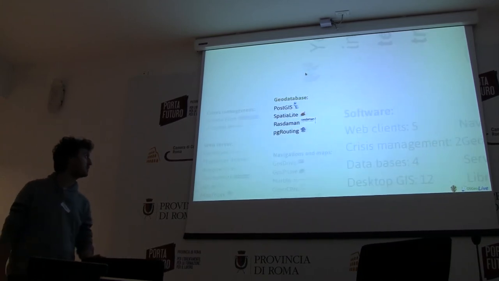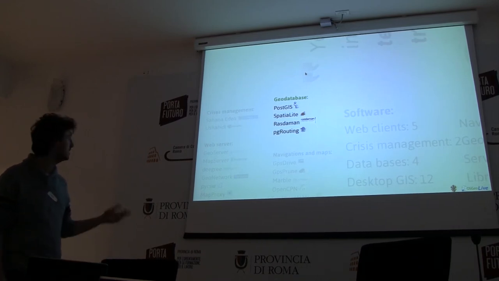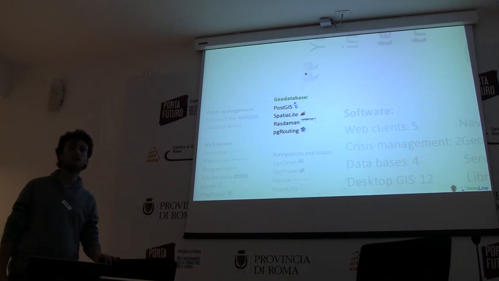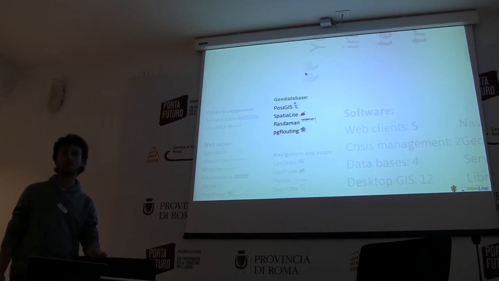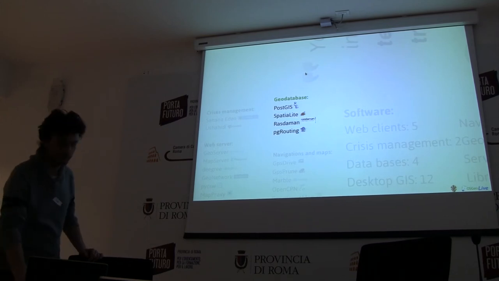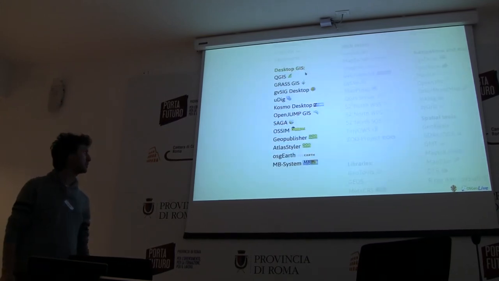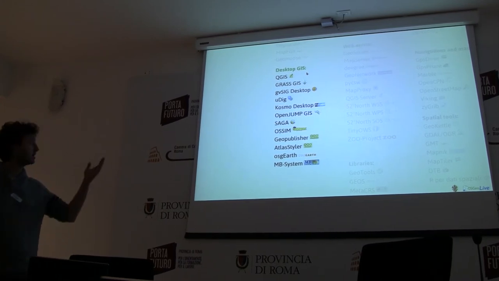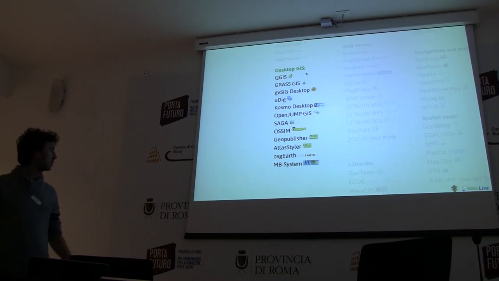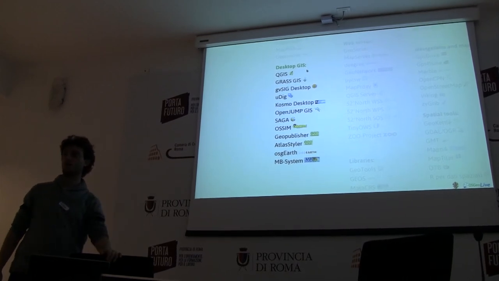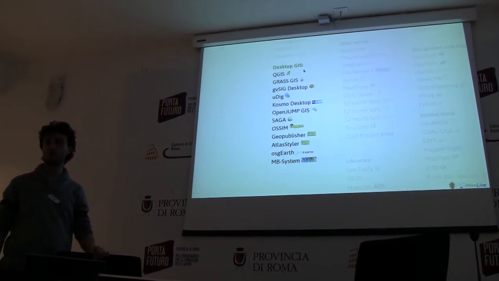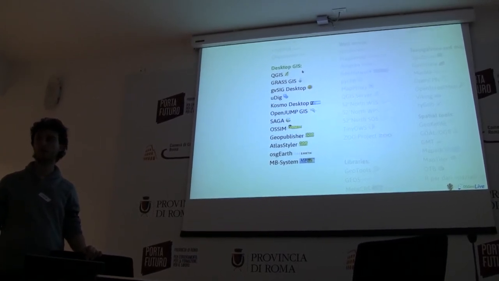We have four geodatabases. Sandro already presented before. Spatialite is the SQLite spatial extension. Rasdaman is a database software especially for raster. And pgRouting is the extension to do routing with PostGIS. We have a lot of desktop GIS. You should know QGIS, or uDig, using gvSIG, and there are a lot of others. GeoPublisher and Atlas Sky will be removed in the next release because the software is no longer maintained by the community.